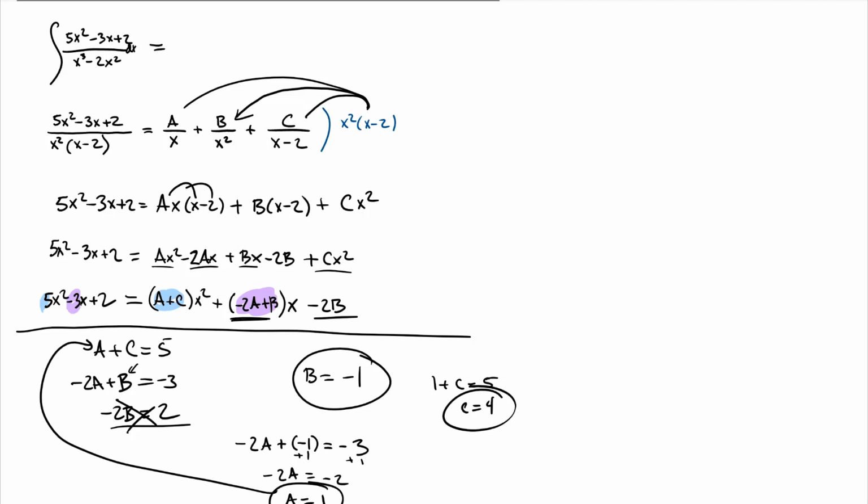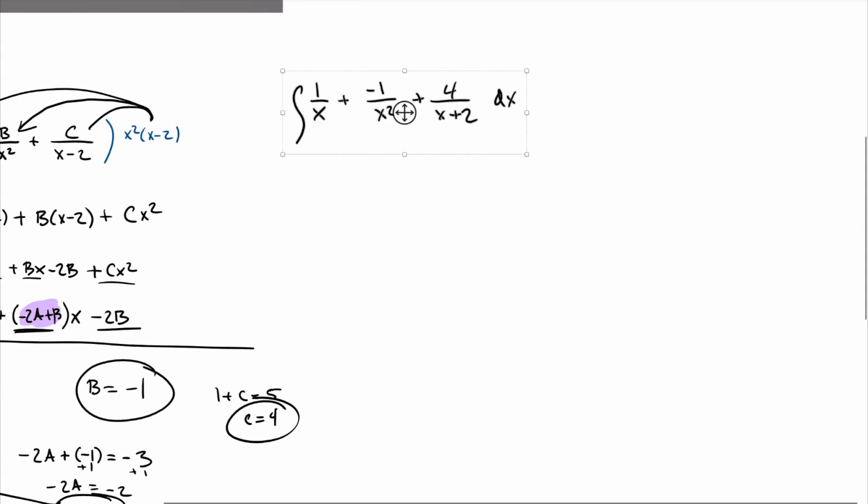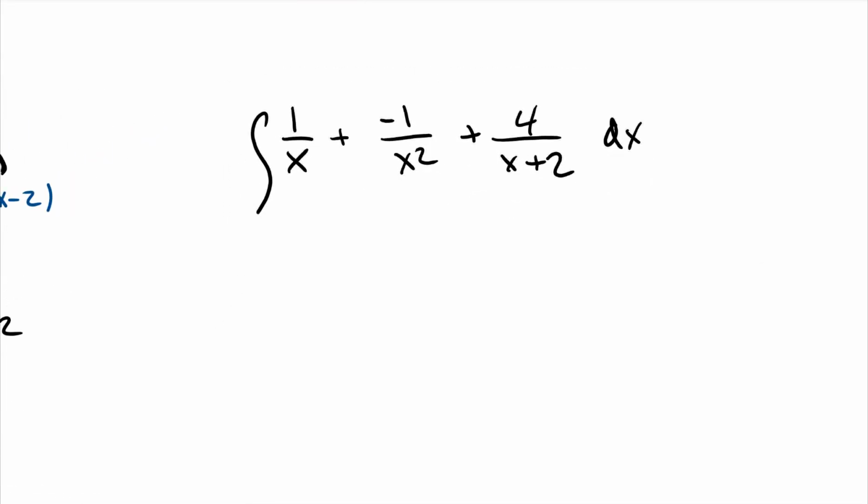So we can say that this is equal to the integral of, so our A was 1, so we get 1 over x, plus negative 1 over x squared. And then our C was 4, so we get 4 over x minus 2 dx. Now let's solve this uber difficult integral. That's the nice piece about PFDs. The algebra at the beginning is kind of rough, but come on, man. The calculus is not so bad.